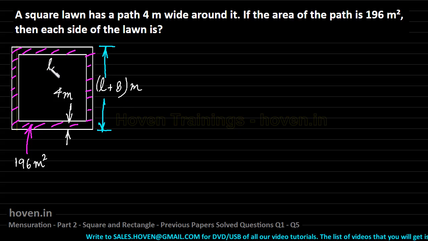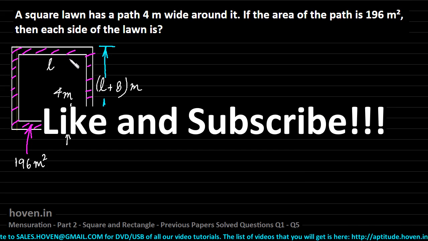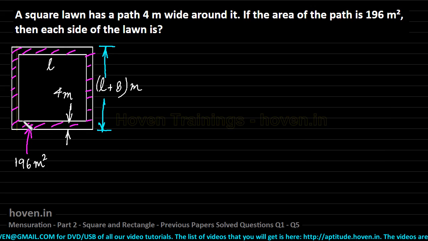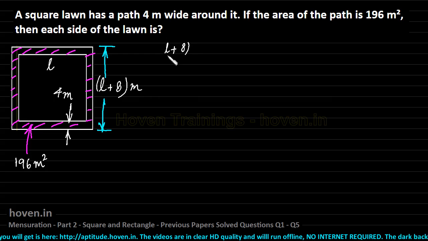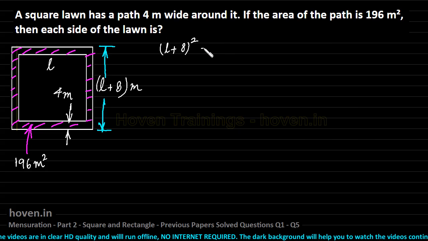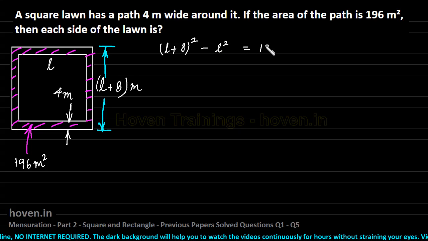If we subtract the area of the inner square from the outer square, we will be able to obtain the area for the shaded portion, that is, the area of the path can be obtained. So we can set up an equation. We can, for example, write here that (L plus 8) whole square, this is the area of the outer square, minus the area of the inner square, L square, this has been given to us as 196.